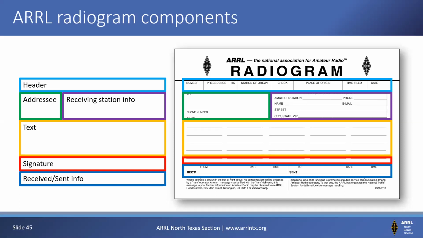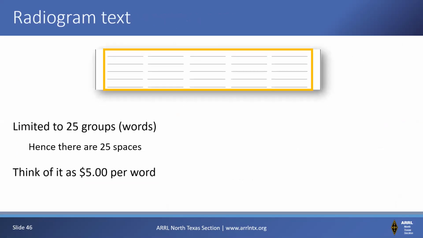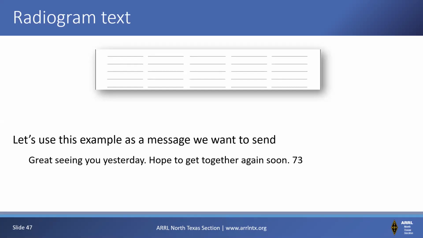The text is the heart of the message. There are 25 spaces, or 25 groups. I like to think of it as $5 a word. Going back to brevity, be concise and to the point. We want to very effectively relay these through the system, and so the longer they are, the more time they take. If it's worth the extra $5 or $10, then it's worth it. But if there's a way to be more concise and still get the message across clearly and effectively, then go for it. So let's say I wanted to send this: "Great seeing you yesterday. Hope to get together again soon. 73."